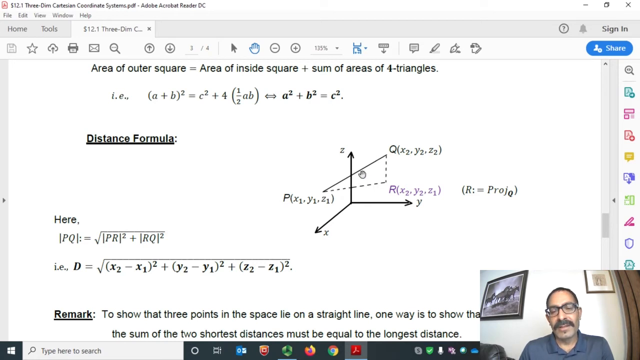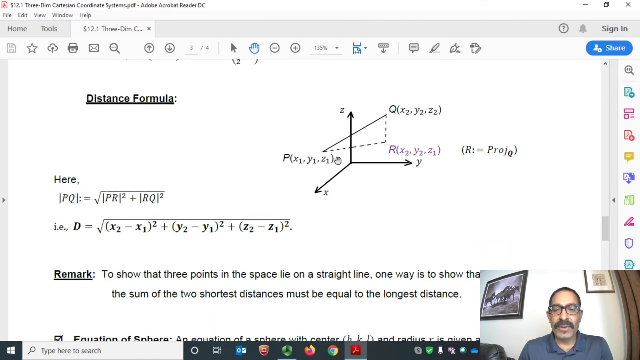Then we want to find the distance PQ. So the idea is first project Q onto the plane where P lies. The projection of Q is R, whose coordinates are the same x2, same y2, but z2 changes to z1, because I am projecting Q onto R, where R lies on the same plane as P. Then we form this right triangle. In this right triangle, the distance PQ equals the radical of PR squared plus RQ squared.